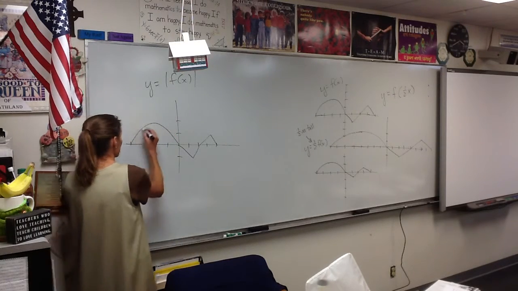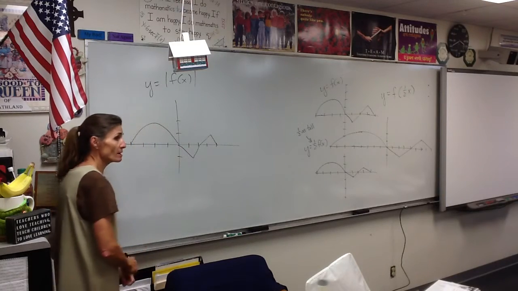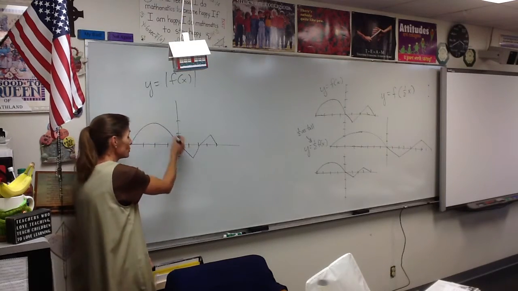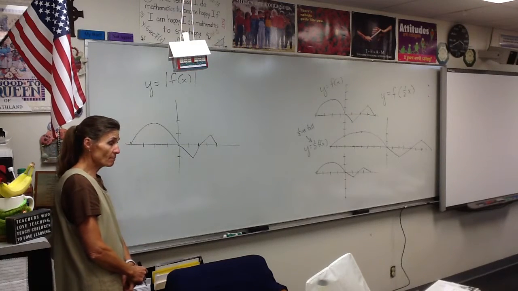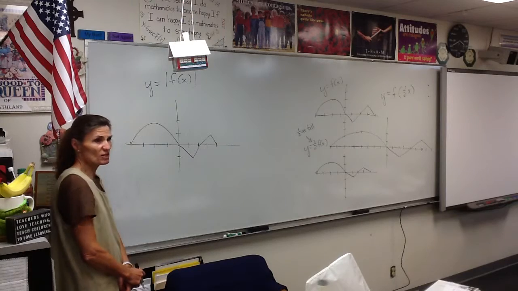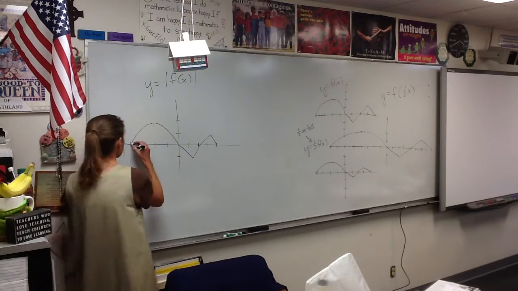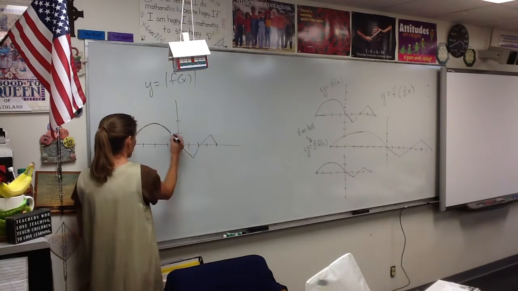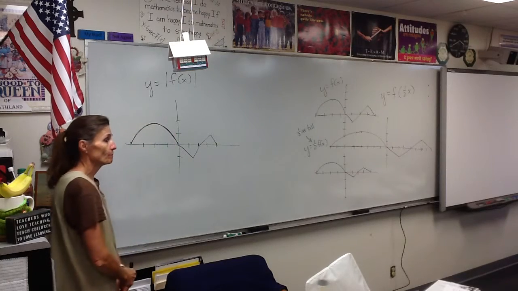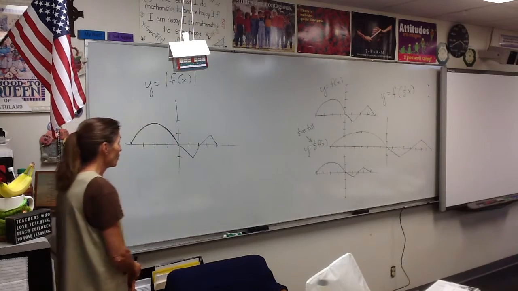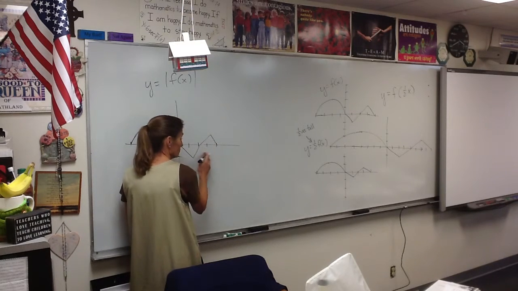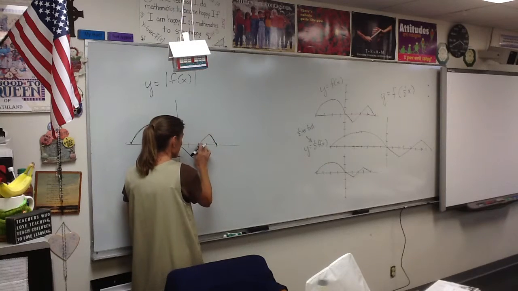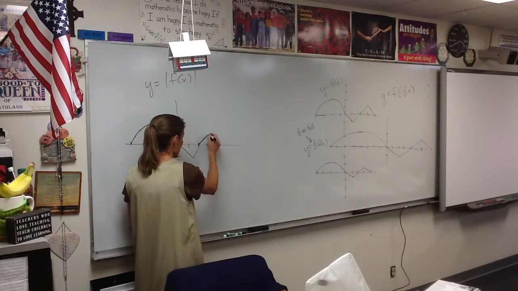Take a look at this circle right here. Isn't it already positive? Aren't those y values already positive? So when you take the absolute value of something that's already positive, it just stays the same, right? So this part is staying the same. That part is not changing. What about this part right here? Isn't it already positive, you guys? Yeah. So it's staying the same.